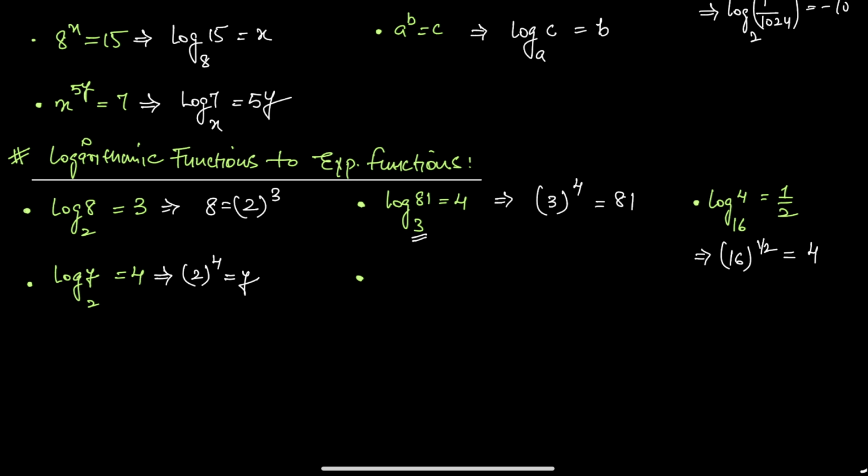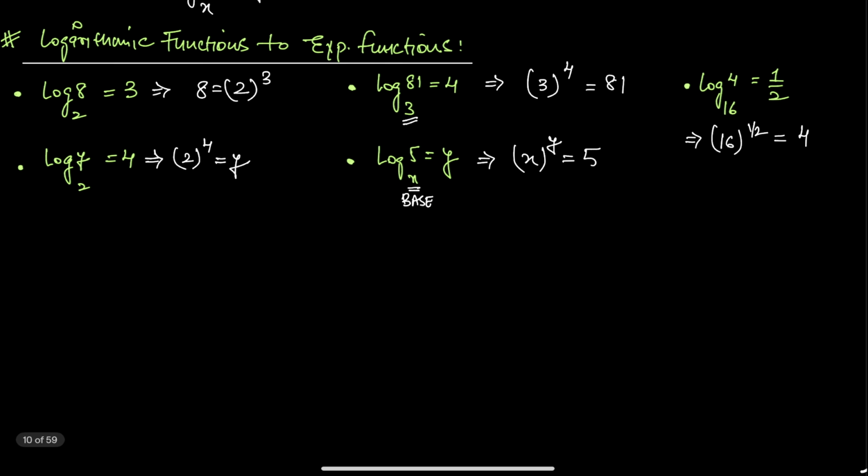Taking one more, this is the last one. Let's take log 5 with base x is equal to y. Now I believe that you all have understood how we convert them. So this is your base x, it will remain as it is. Your answer will become the power, and it is going to become equal to 5. So now we have understood how we convert logarithmic functions to exponential functions.